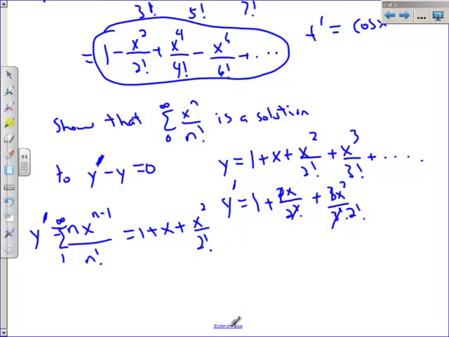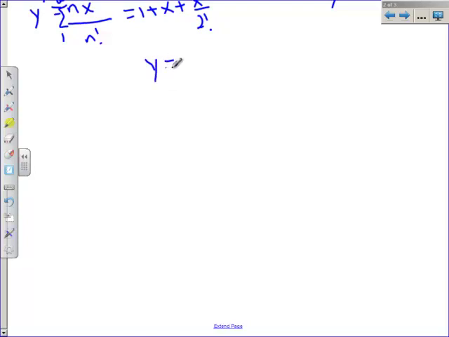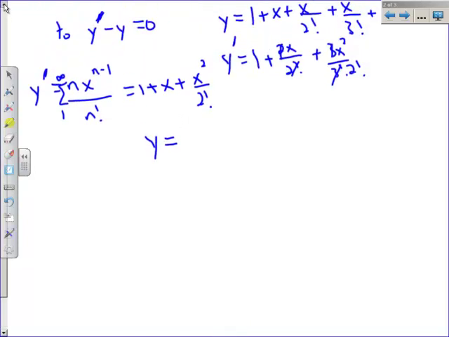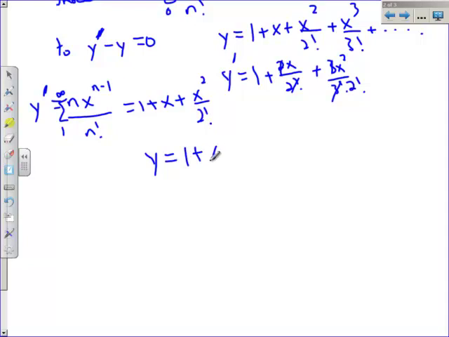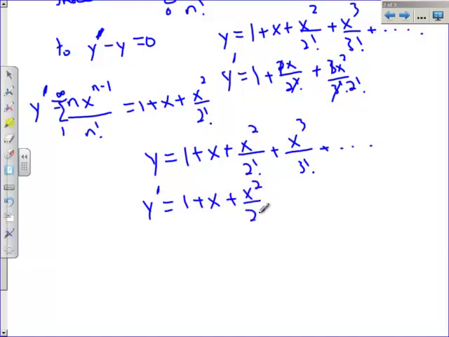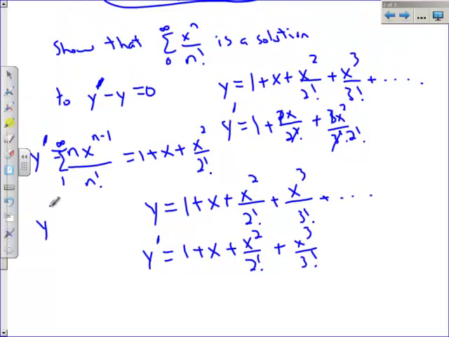So let's clean up what we have here. I have y equals, let me scoot back up, 1 plus x plus x squared over 2 factorial plus x cubed over 3 factorial plus dot dot dot. And I have y prime is 1 plus x plus x squared over 2 factorial plus... What is this magic? This is crazy. I took the derivative of a function and I got the same series. I wonder what that function was. Y prime equaled y?